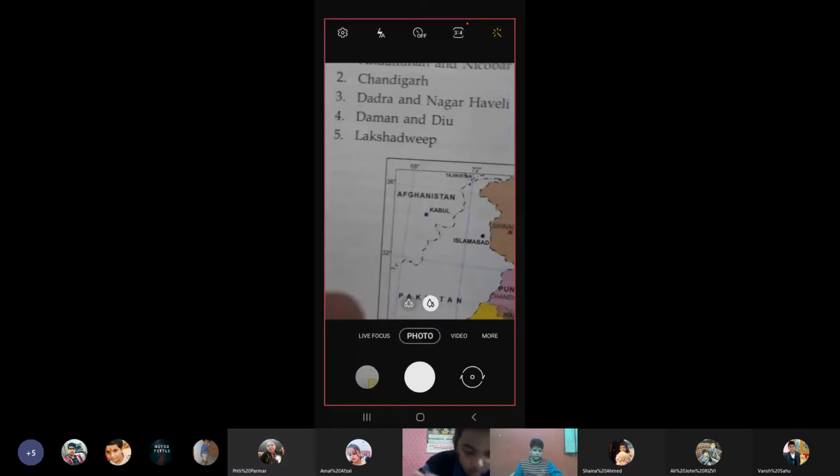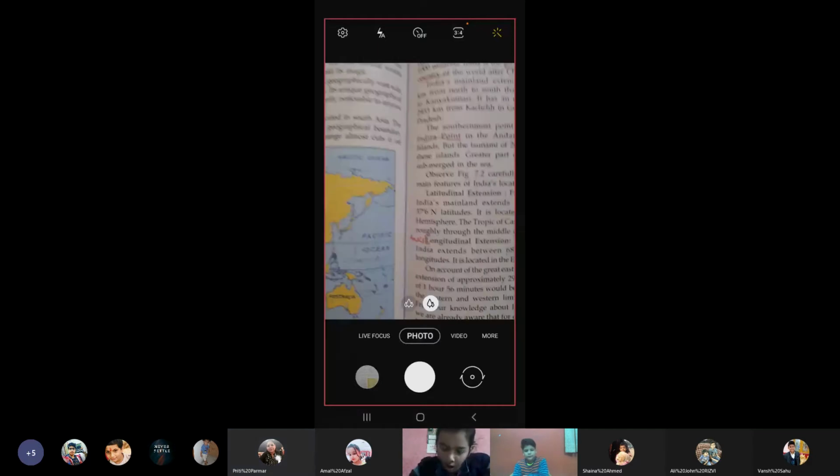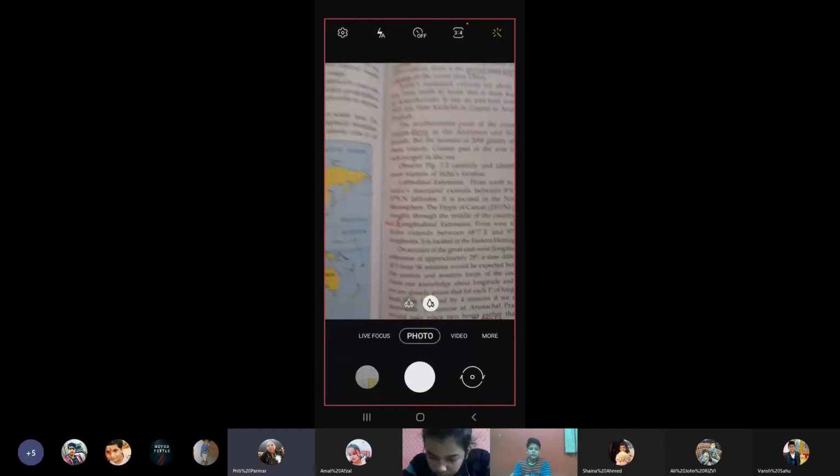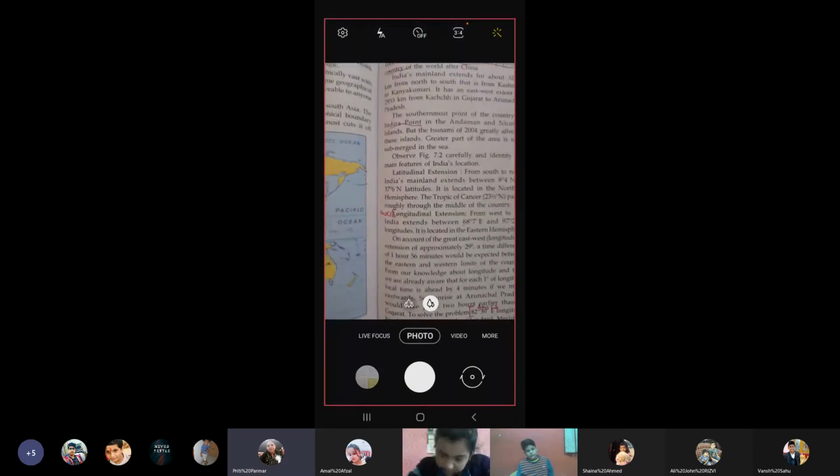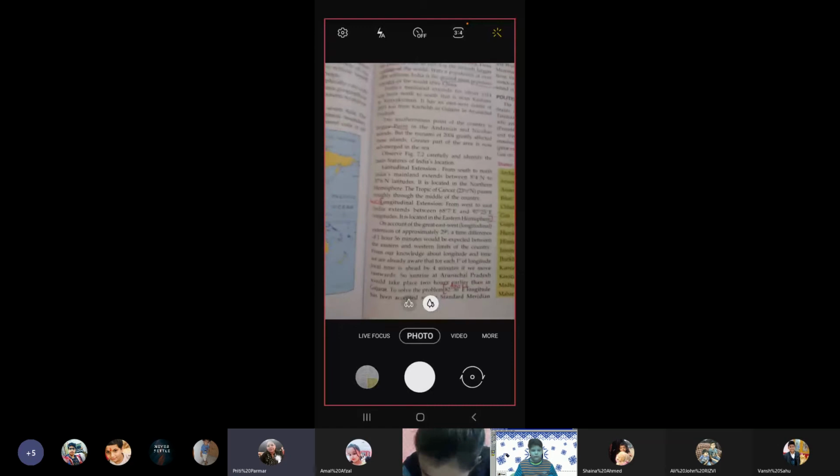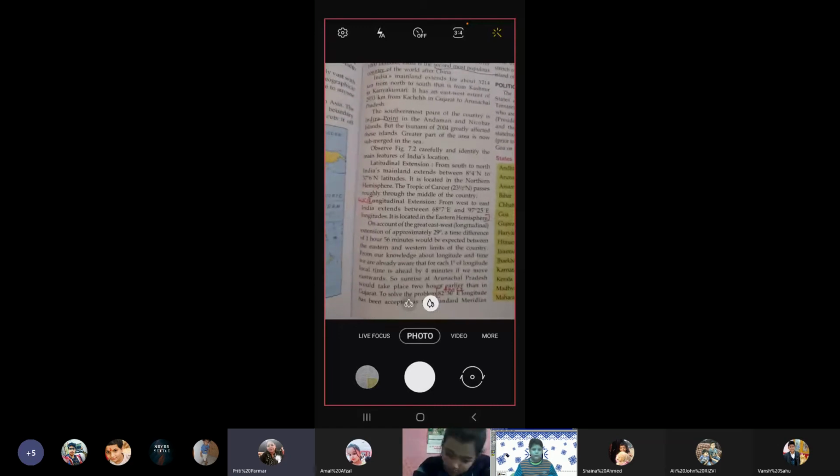Okay. Then they talk of longitude. It is located in the northern hemisphere. The Tropic of Cancer, that is 23.5 degrees north, passes roughly through the middle of the country.